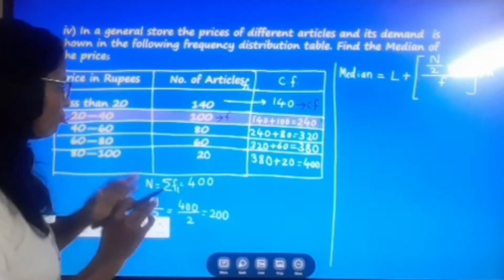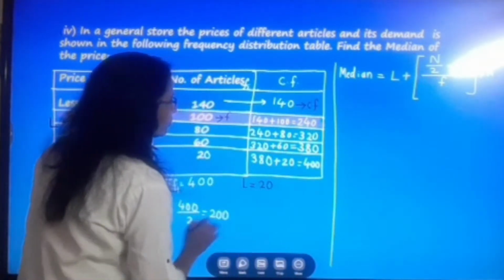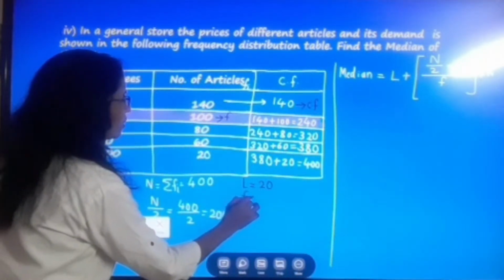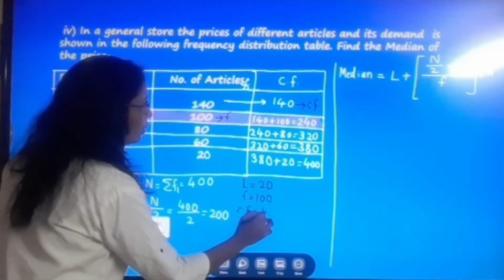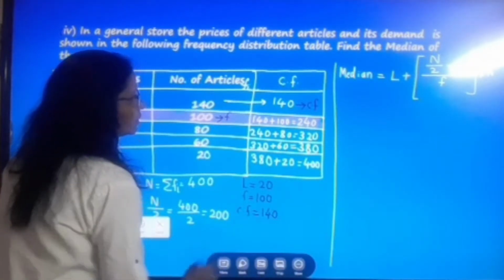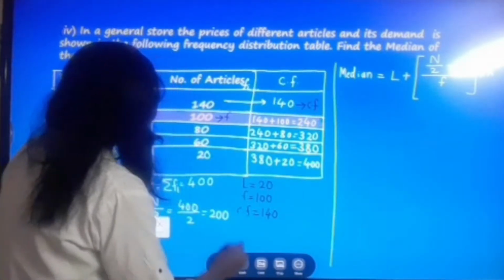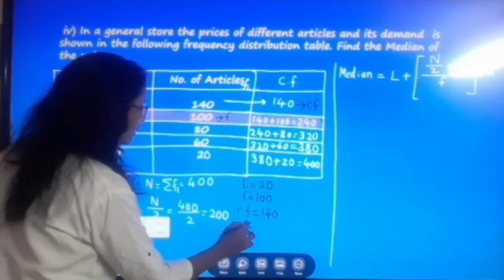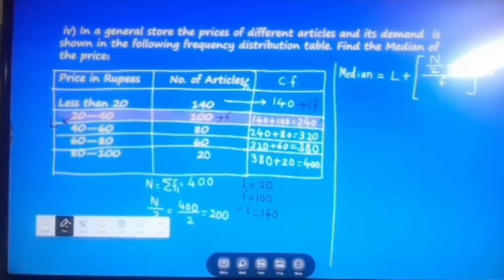Okay, so now we write down the given: L is equal to 20. Here f is equal to 100. CF is equal to 140. Okay, and then N, that is 400. We already wrote down that N. Okay, do not write again.